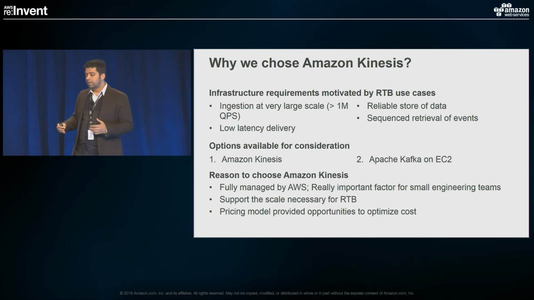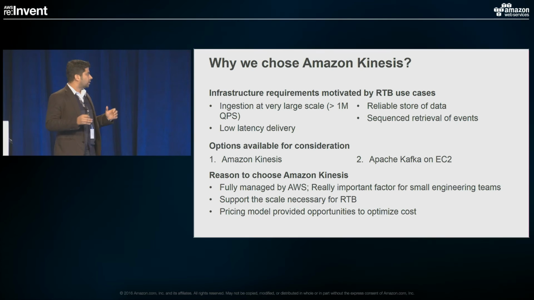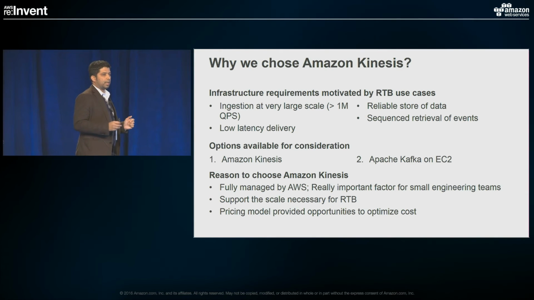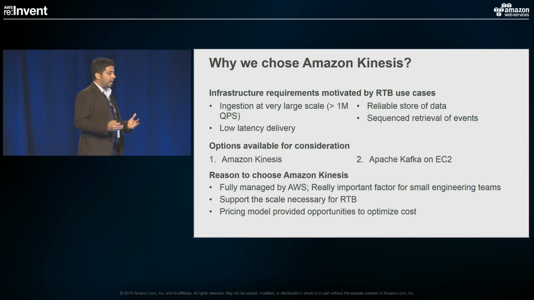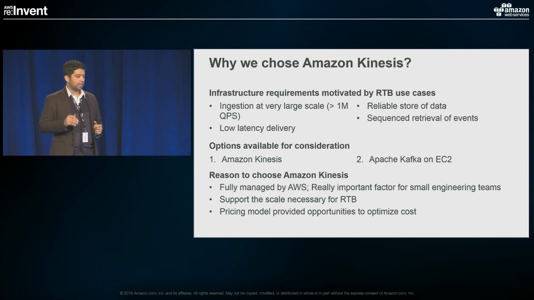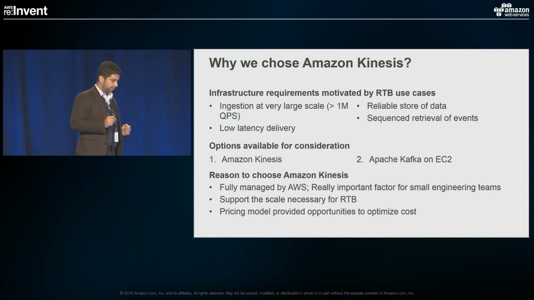So now I want to go over the reasons for why we chose Kinesis. The infrastructure requirements were really motivated by RTB use cases. So we clearly needed to support ingestion at a very large scale. Also, we needed an infrastructure that we could depend upon for reliable storage, as well as being able to deliver events with low latency. And finally, we also needed to rely upon sequence retrieval of events, and I'll talk more about this when I talk about event joins in the later part of the talk.